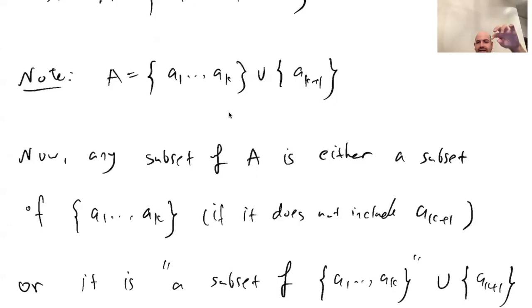Because if it doesn't have A_{k+1}, then it's a subset of A1 to Ak. If it has A_{k+1}, once I remove it, it will become a subset of A1 to Ak, which means in that case, the subset of A will be a subset of A1 to Ak union A_{k+1} itself.